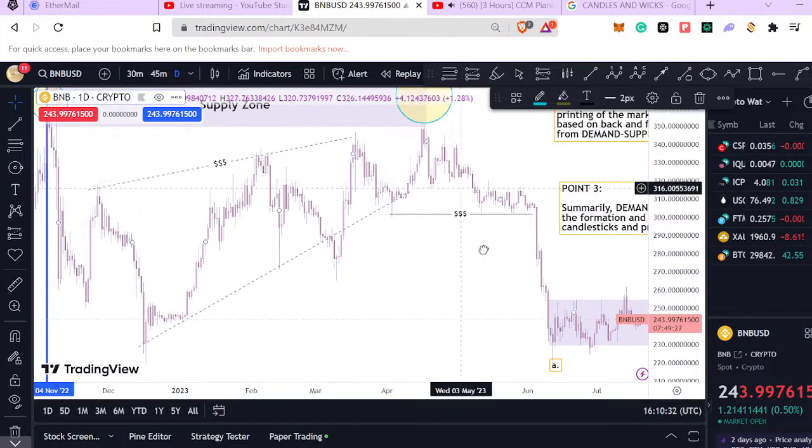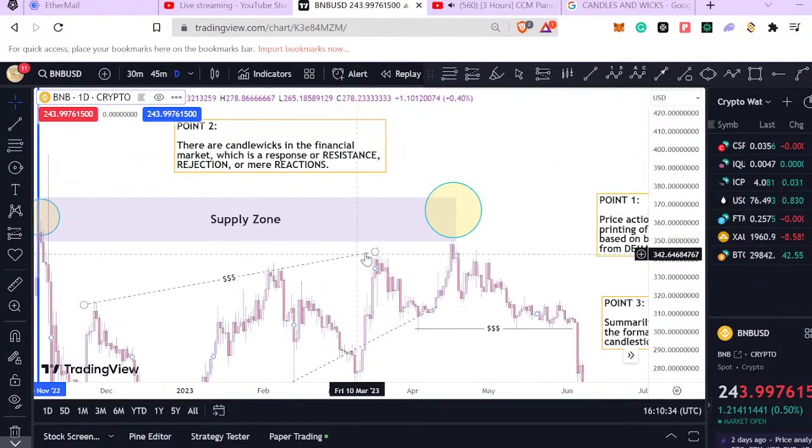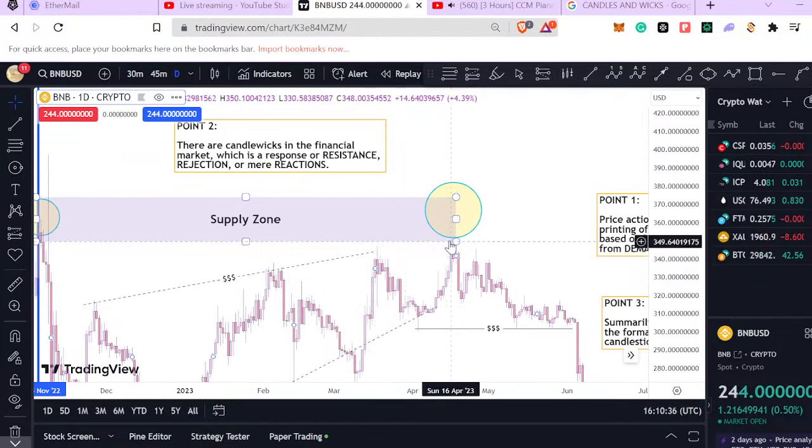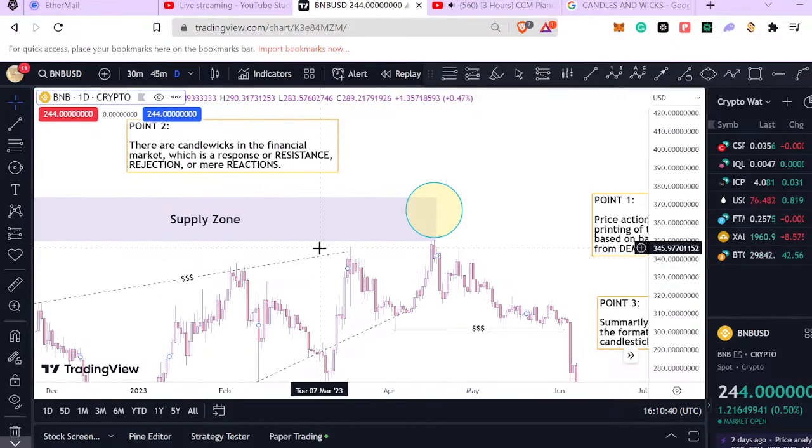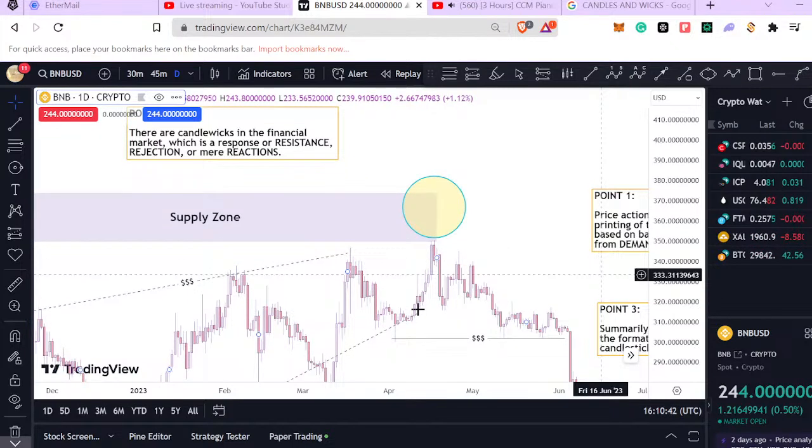Because you might not be aware, if I zoom this out very well, you see that this is not close to the box, but this is close to the box. We already had candle reaction or candle wick reaction at this point here. I don't know if you're seeing that. Let me zoom it out better.